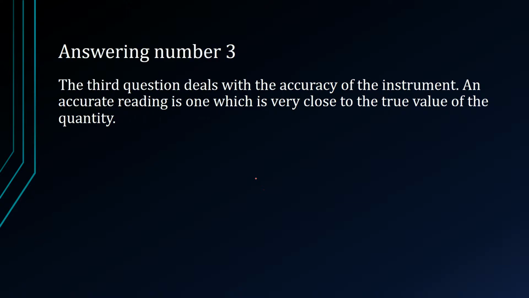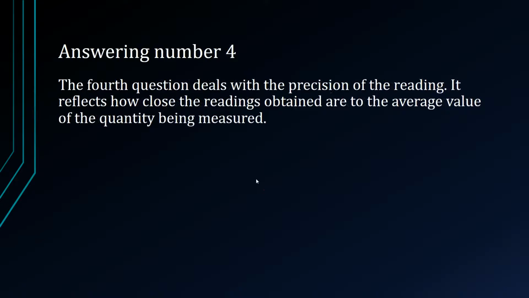When you're dealing with the fourth question, we are dealing with the precision of the reading. How precise do you want the reading to be? Again, in the situation where you're required to measure 3 decimal places, you would want your instrument to produce a result that has 3 decimal places. If your result is 2 decimal places, you would also require the instrument to produce a result that is at least 2 decimal places.